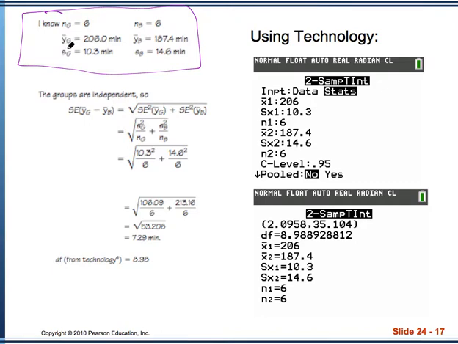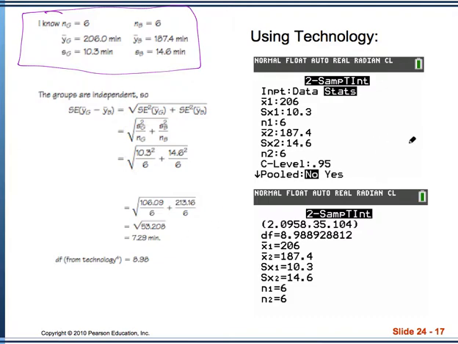So Y bar generic, 206 minutes, and the S of the generic is 10.3 minutes. And then here we have the information for the store brand, I'm sorry, I keep saying that, for the brand name. Okay. All right, so before I get to using the technology, the groups are independent, so we'll just plug everything into the formula, remembering to square the standard deviations divided by 6 because there are 6 batteries in each group. And we come up with 7.29 minutes is what the standard error is.